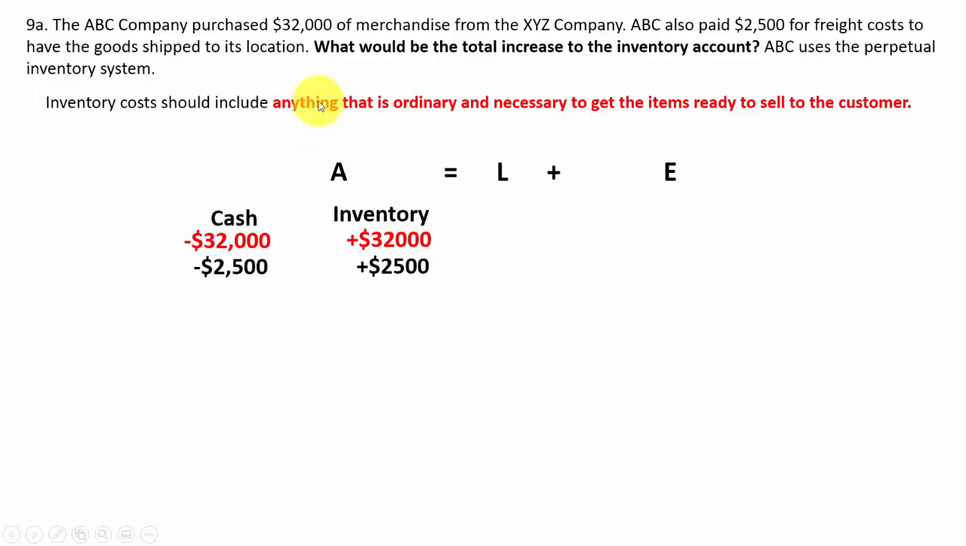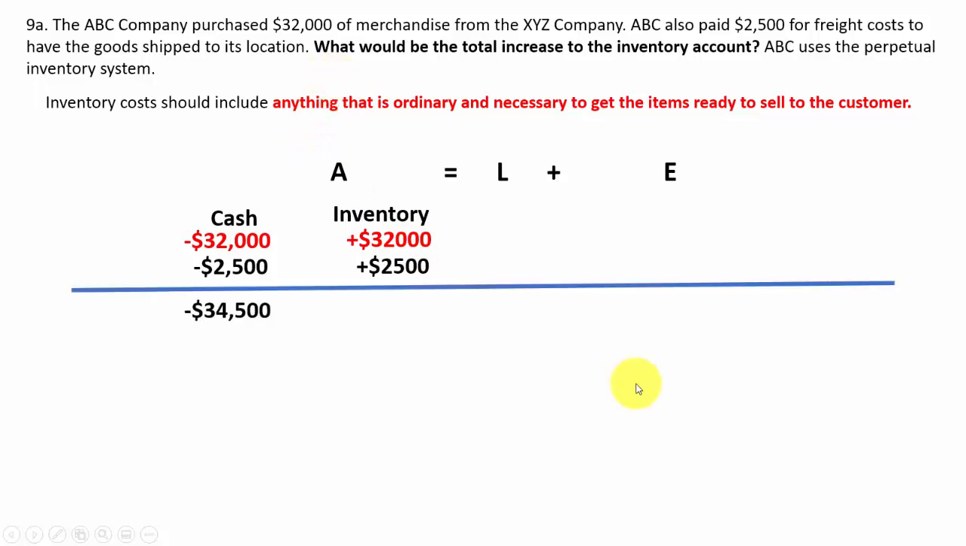Anything else? So the answer here is, let's see, we'll bring this accounting equation forward. So it looks like we've got cash that's going to go down 34.5, total 34.5. Inventory is going to go up 34.5. So it looks like all of the transactions were reducing cash, increasing inventory.